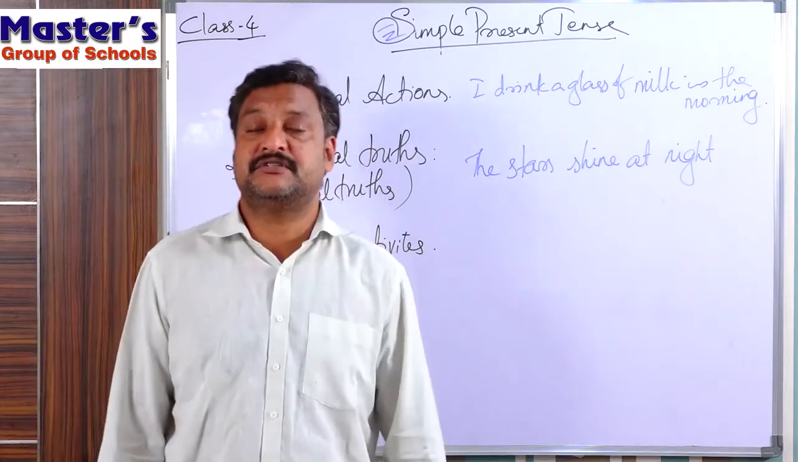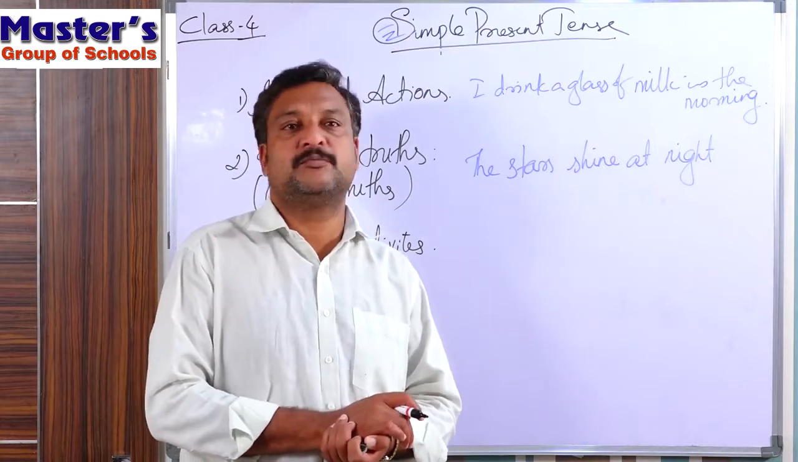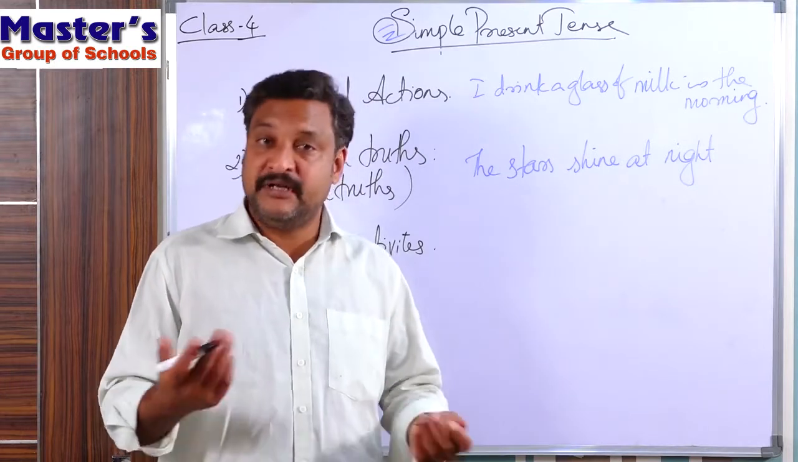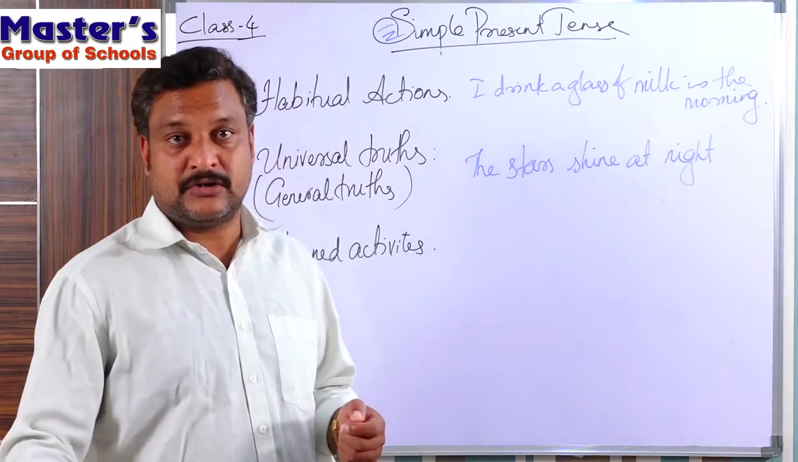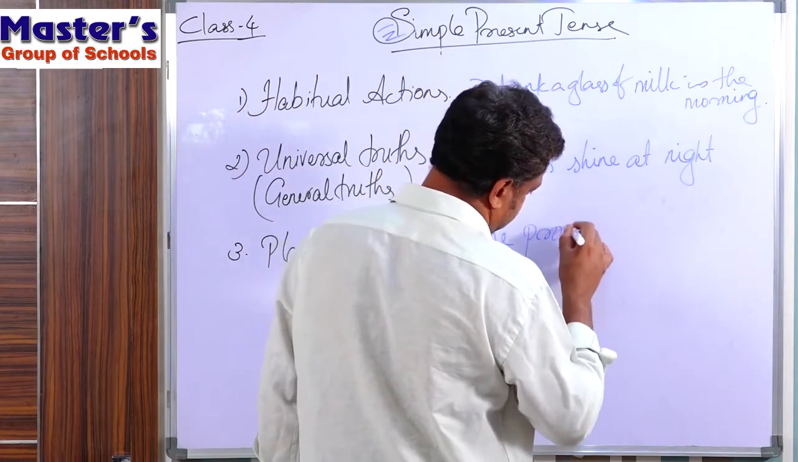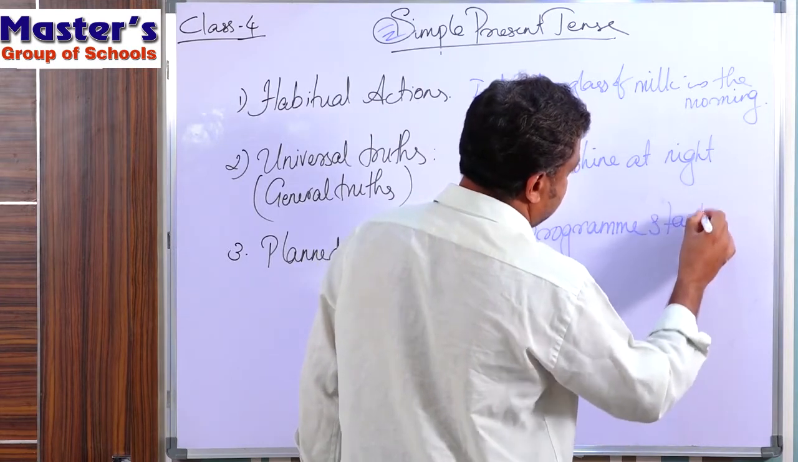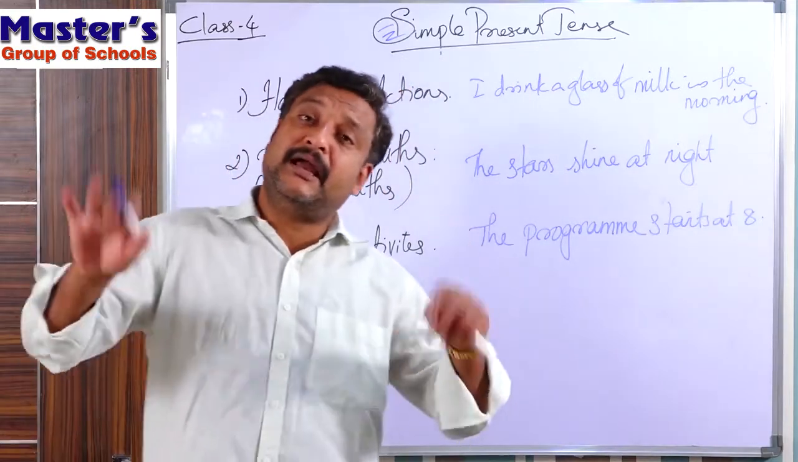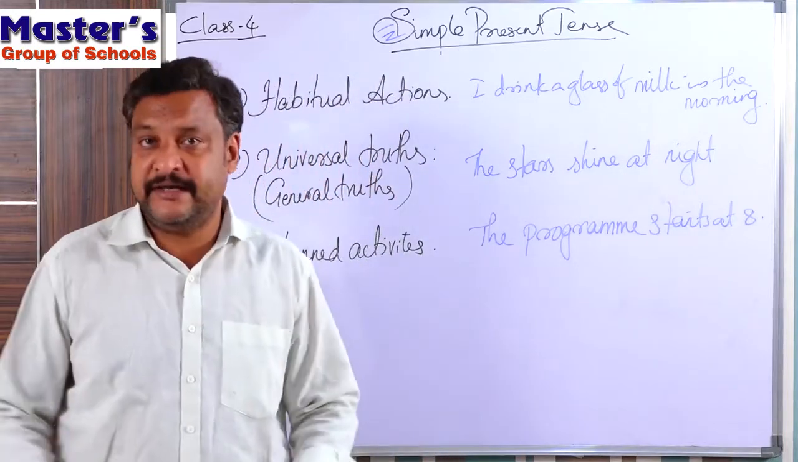Planned activities. For example, we have different celebrations at the school, like Sports Day or Children's Day or Republic Day celebrations. So we say the program starts at 8 o'clock, isn't it? The program starts at 8. Means it's planned. We have already planned it that the program will start at 8 o'clock.